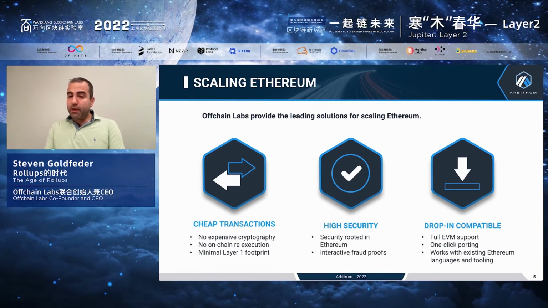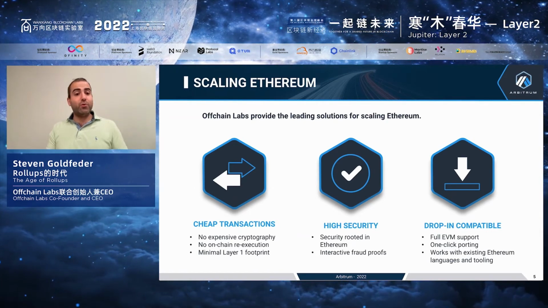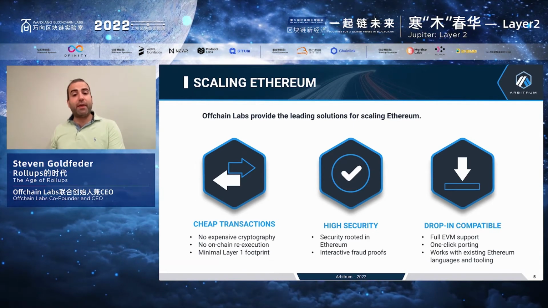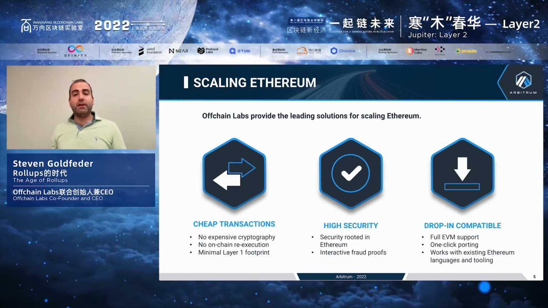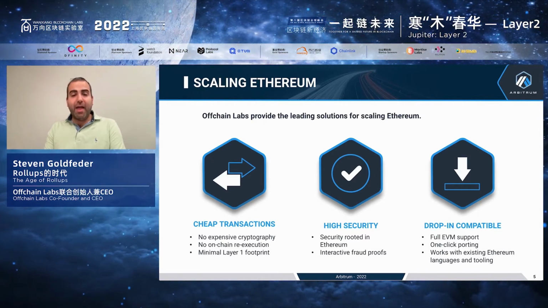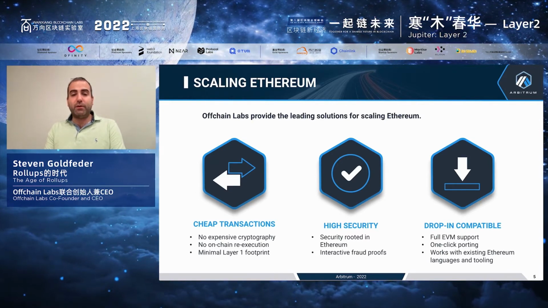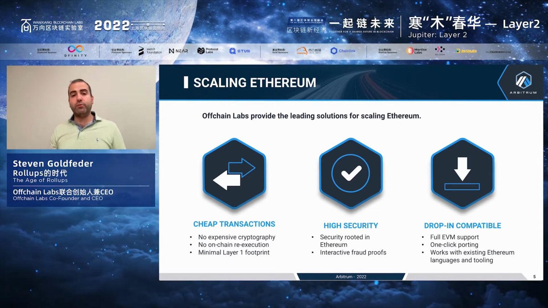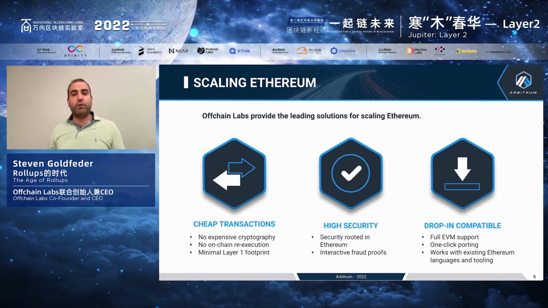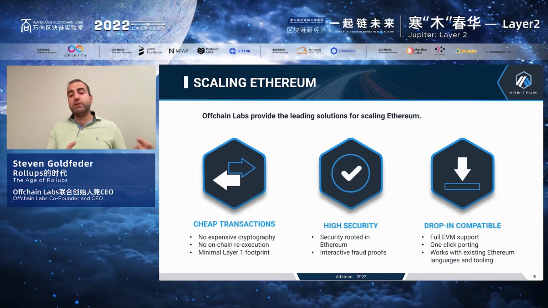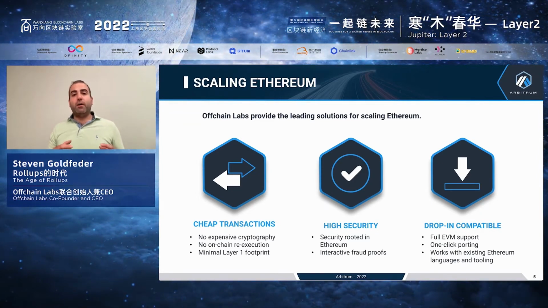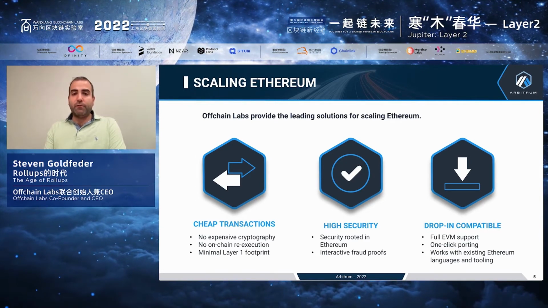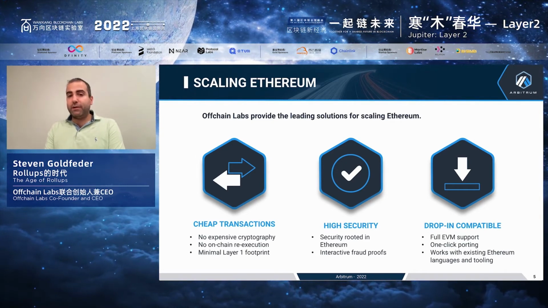Number two is high security, right? So you want cheap transactions, but you don't want to sacrifice security to get that. And therefore, we believe that security should be very, very high, and we do not compromise security to get those cheap transactions. And both Arbitrum One and Arbitrum Nova prioritize security. Of course, Arbitrum One is a full rollup and puts the data on Ethereum. Arbitrum Nova relies additionally on the data availability committee, but both are focused on providing cheap transactions with high security.